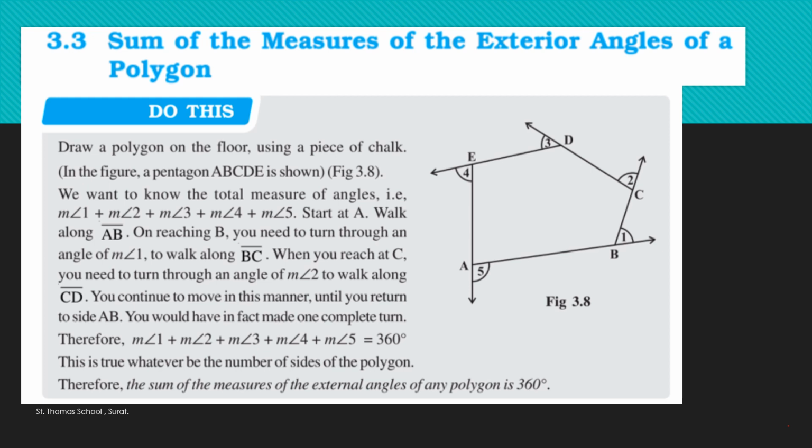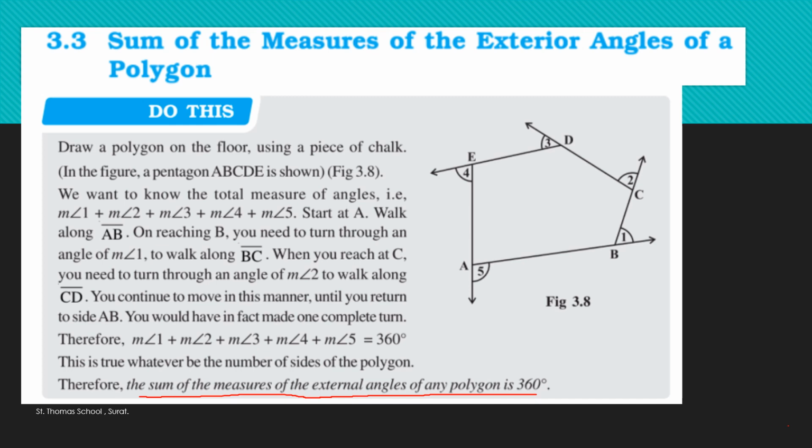So you can underline this and learn it by heart: the sum of the measures of exterior angles of any polygon is 360 degrees. And we have studied the sum of the interior angles of a quadrilateral, that is 360 degrees. A triangle we have already studied, that is 180 degrees, and pentagon, hexagon, heptagon. We have studied one formula for interior angles, that is (n minus 2) multiplied by 180. In the last class, exercise 3.1, question number 4, we studied this.